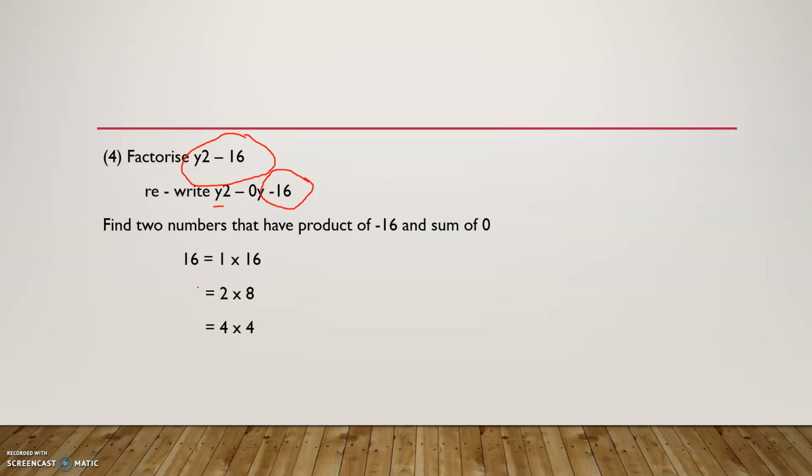So we'll have to look for the factors of 16. We're going to have 1 times 16, 2 times 8, and 4 times 4. Now we have to look for two numbers which are going to give me 0 and minus 16. 1 times 16 is going to be 16, but the sum is not going to be 0. 2 times 8 is not going to be 0 again. Now 4 times 4 would be 16, and if we subtract them from each other, then we'll have 0.